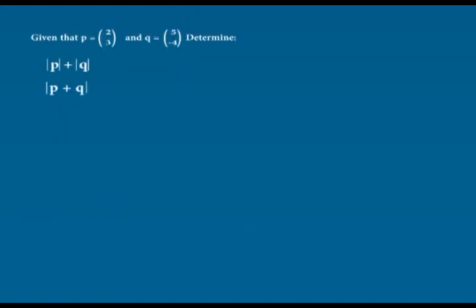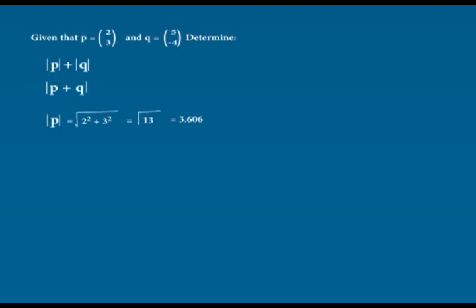For example, given that P is equal to (2, 3) and Q is equal to (5, -4), determine A, the modulus of vector P plus the modulus of vector Q, and B, the modulus of vector P plus Q. In the solution, the modulus of P is equal to the square root of 2 squared plus 3 squared. That gives us the square root of 13 and is equal to 3.606.